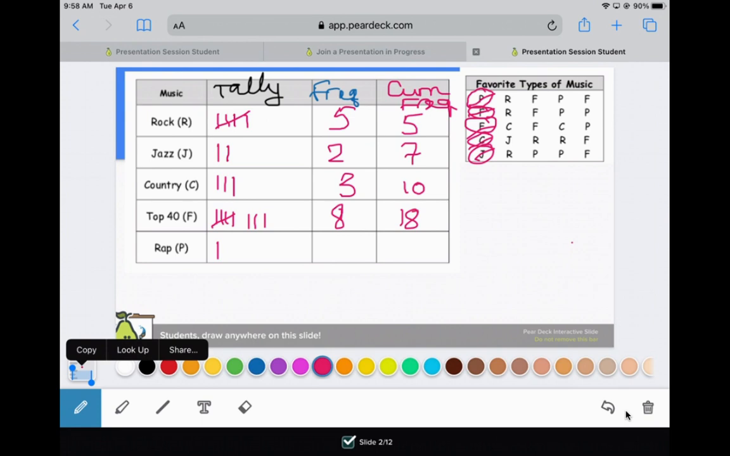The last one has 7 tally marks. So the frequency is 7, so 18 plus 7 is 25. So that's a quick review of what we covered last class. Any question for me on this one?